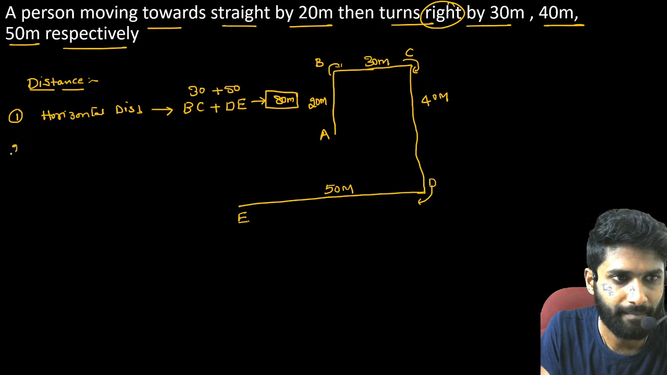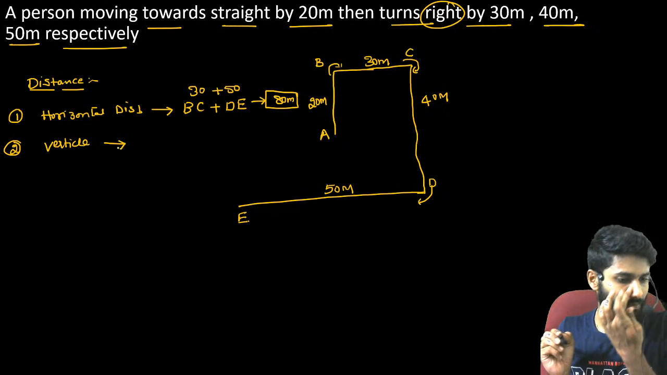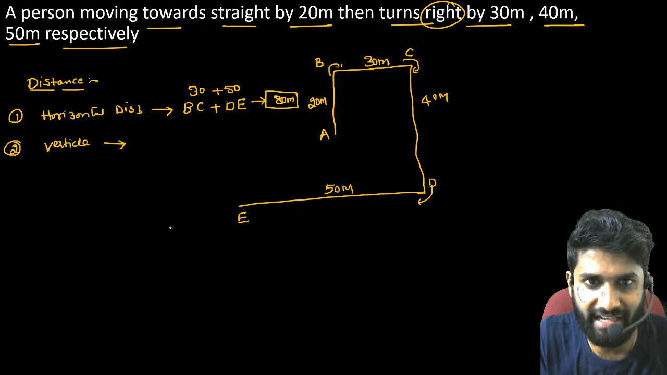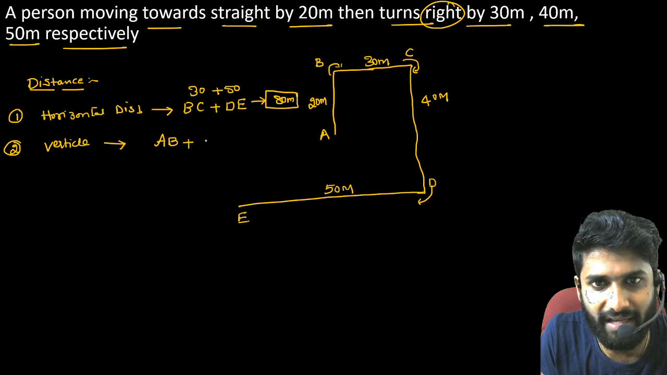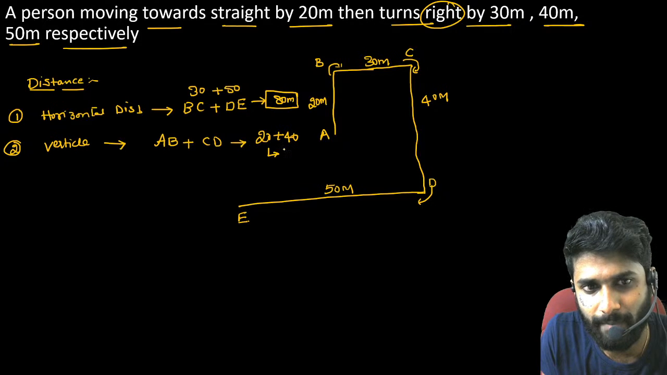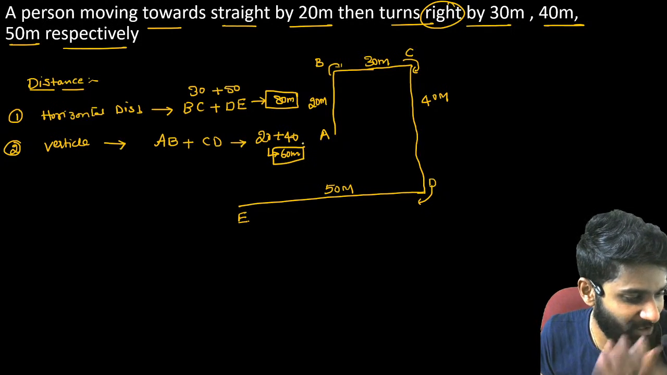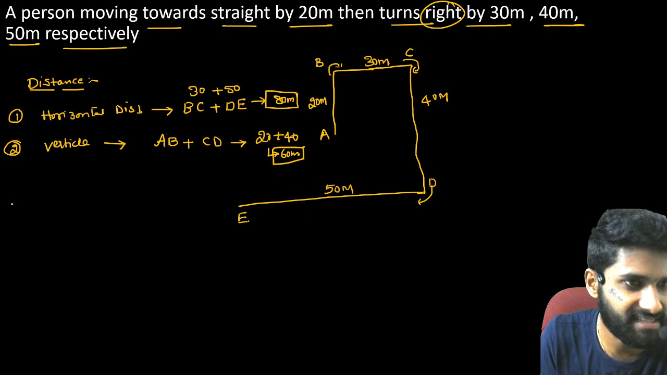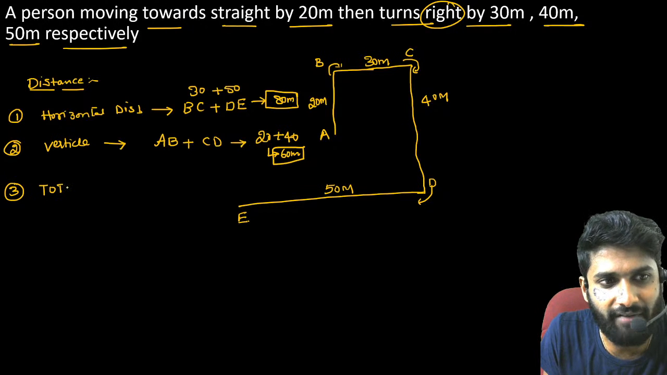Then question number two: what is the vertical distance traveled by the person? Now see, the vertical distances are AB plus CD. AB plus CD can be defined as 20 plus 40 is equal to 60 meters. The vertical distance traveled by the person is equal to 60 meters. So that is the second point. Third point: the total distance covered by the person.